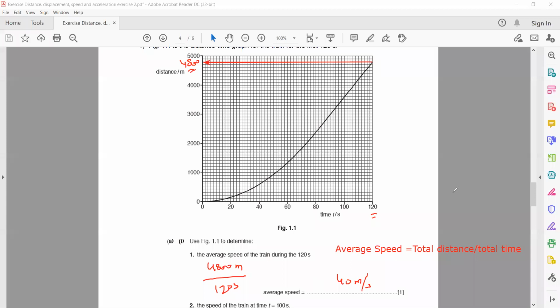As the average speed is the total distance divided by total time. Why is it not 4,998? Because each box is representing 100. As you can see, from 0 to 1,000, there are 10 boxes. So if 10 boxes represent 1,000, each box is representing 100. So this is 4,100, 4,200, 4,300, 400, 500, 600, 700, and 800. So one box is representing 100. That's why it is 4,800.